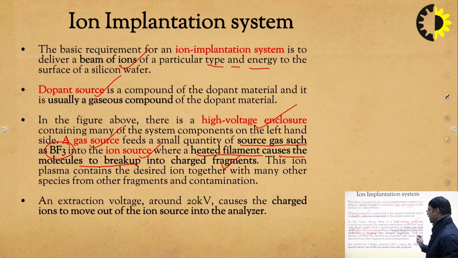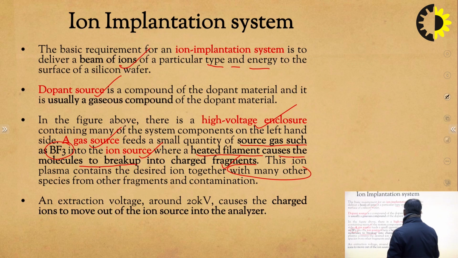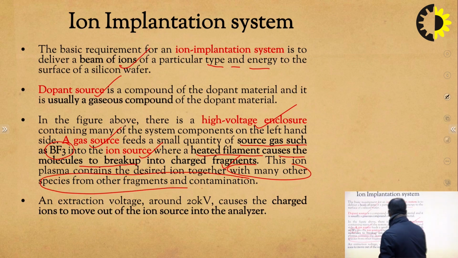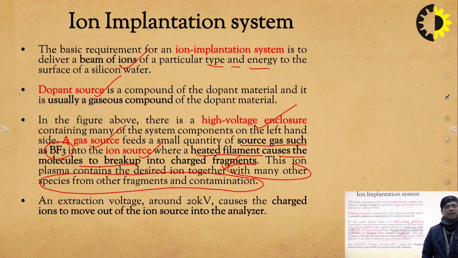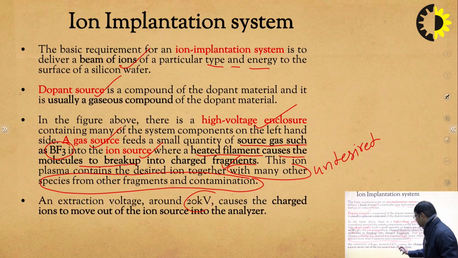Now, this ion plasma contains the desired ion together with many other species from other fragments and contamination. So, these are the undesired impurities. The extraction voltage of around 20 kilovolt causes the charged ions to move out of the ion source into the magnet analyzer.